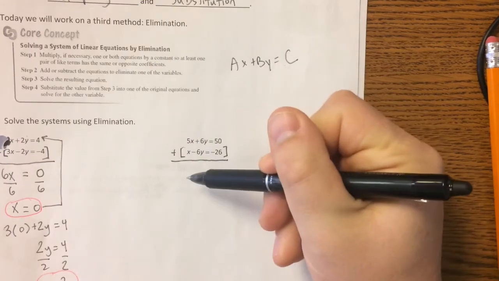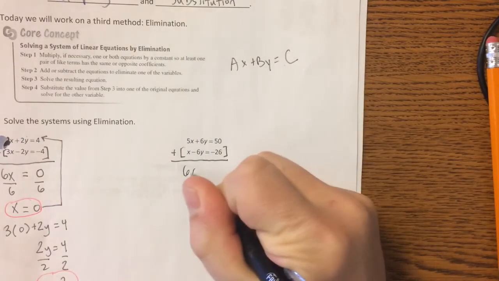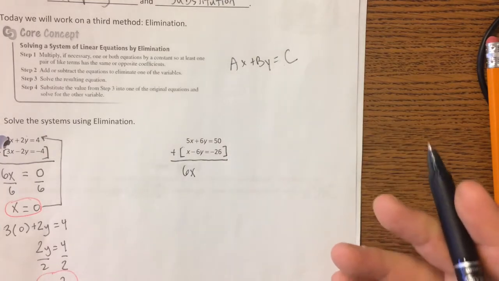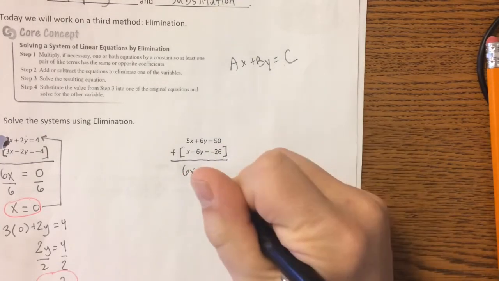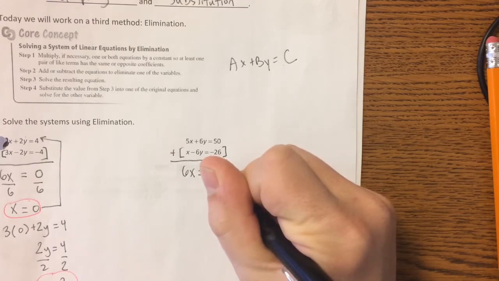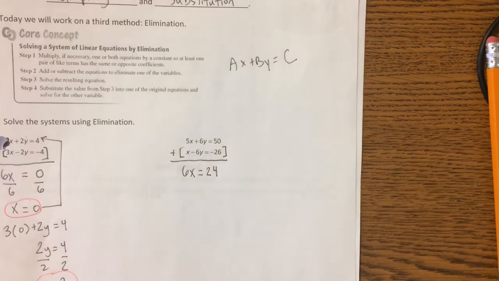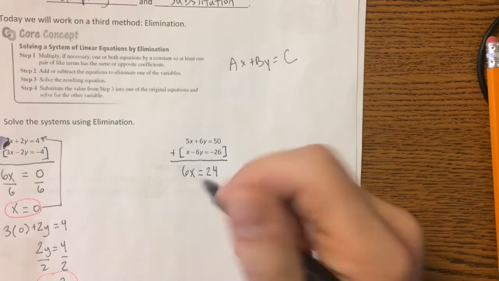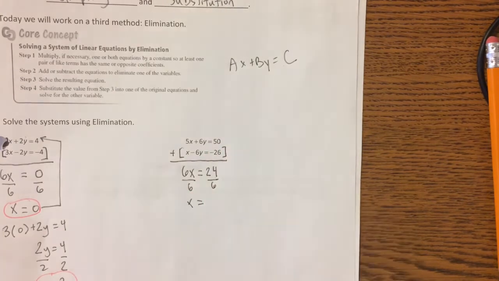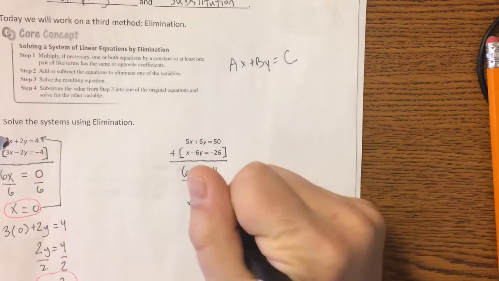I get 5x plus 1x, which is 6x. 6y plus negative 6y is just 0, so that goes away. And then 50 plus negative 26 would be, what, 24? And then once you get that set up, the first variable should be very easy to find, right? It's just a one-step equation. We divide both sides by 6, and I get x equals 4.